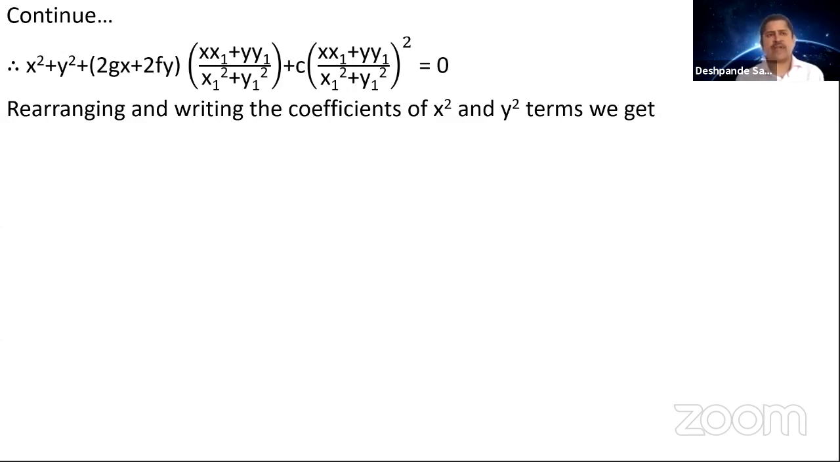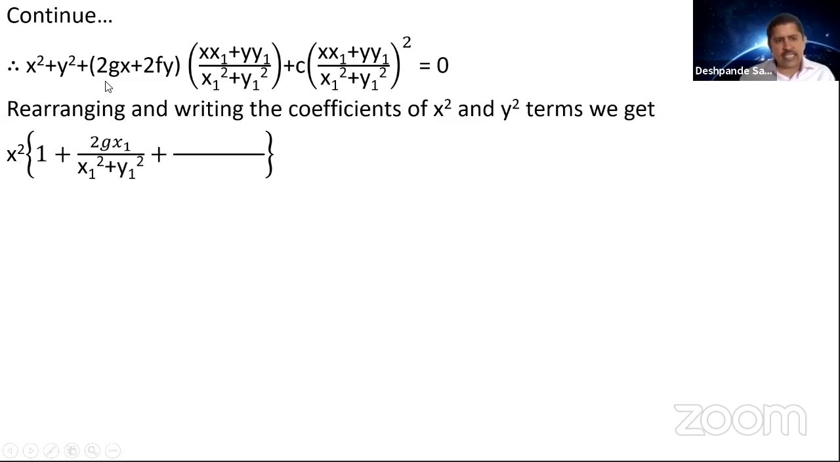Why are you writing only the x square term and y square term? Because you have to show that the locus is perpendicular. So perpendicular requires only the coefficient of x square and coefficient of y square. Okay, so for that, you take the first term. Now here, the first term you see here, there is x square. So you can take x square common here. So coefficient is 1. Next here, you see that there is 2gx and xx1. So when you multiply x and x, you get x square. So it is going to be 2gx1 x square. So x square already written here. Denominator is x1 square plus y1 square.